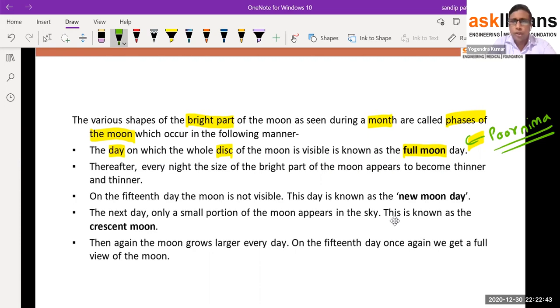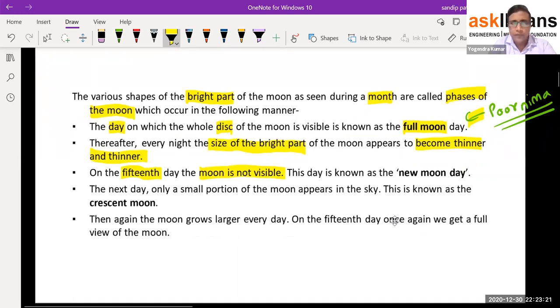Then, consider that Purnima, the full moon night, is there. On the next day, if you see the moon, you will observe that it is reducing in shape. The size of the bright part of the moon appears to become thinner and thinner, and exactly after the 15th day of Purnima, the moon is totally invisible. You cannot see the moon. This day we call the new moon day, or in India, Amavasya. They could ask this. Remember: Purnima means full moon, and Amavasya means there is no moon at all in the sky.